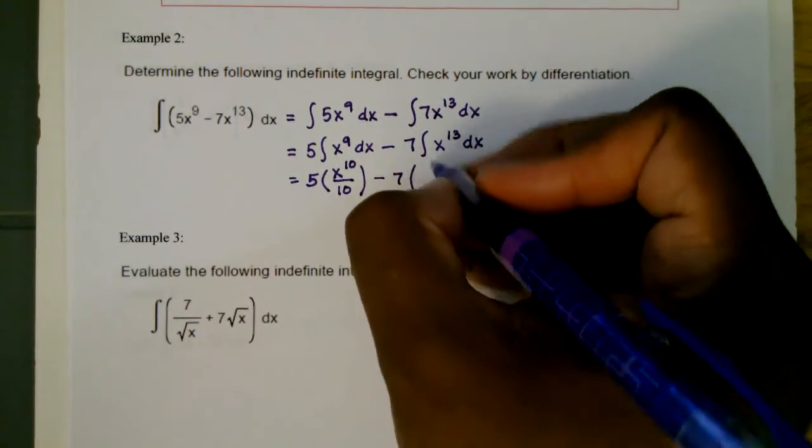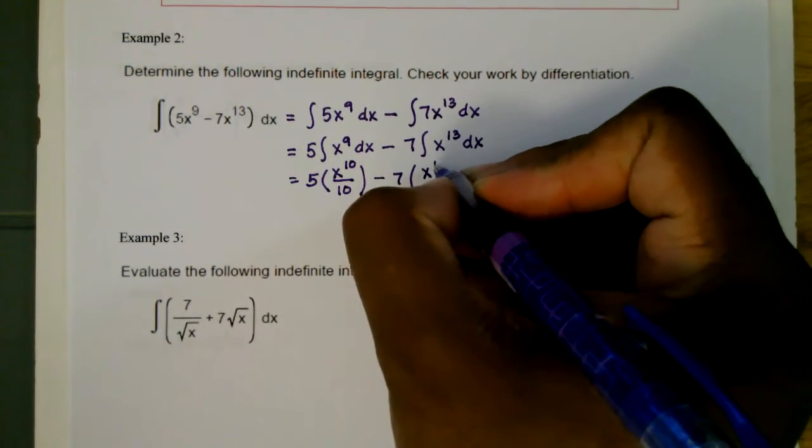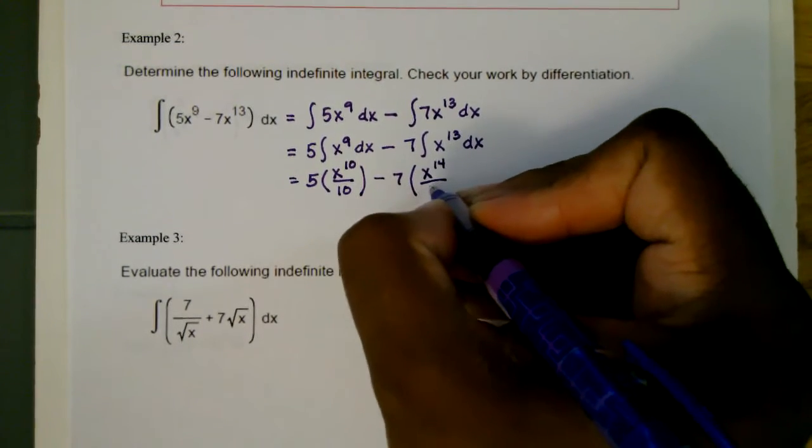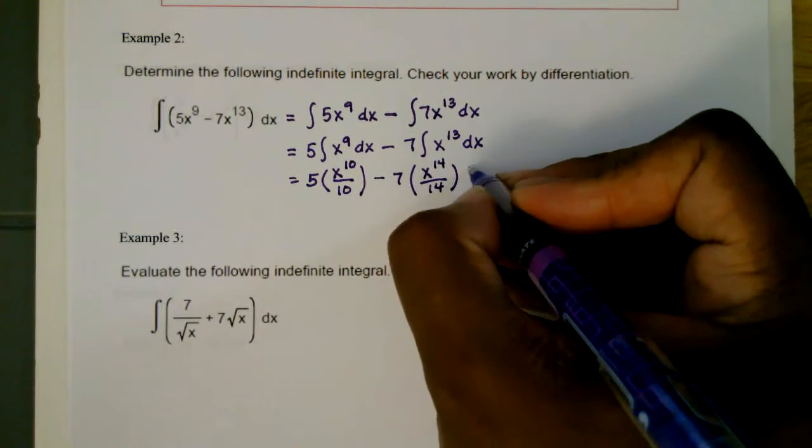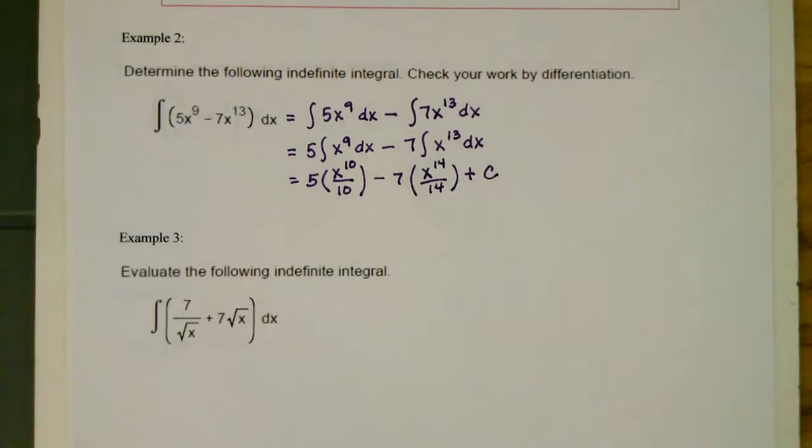Add 1 to the 13. We increase that power by 1. That'd be x to the 14, divided by that new exponent, which is 14. And of course, since I'm taking an indefinite integral, I have to include the plus c. Leave off the plus c, and usually in my math lab, they're going to count it wrong. On a paper and pencil test, if you leave off the plus c, you'll lose points, at most 1 point.